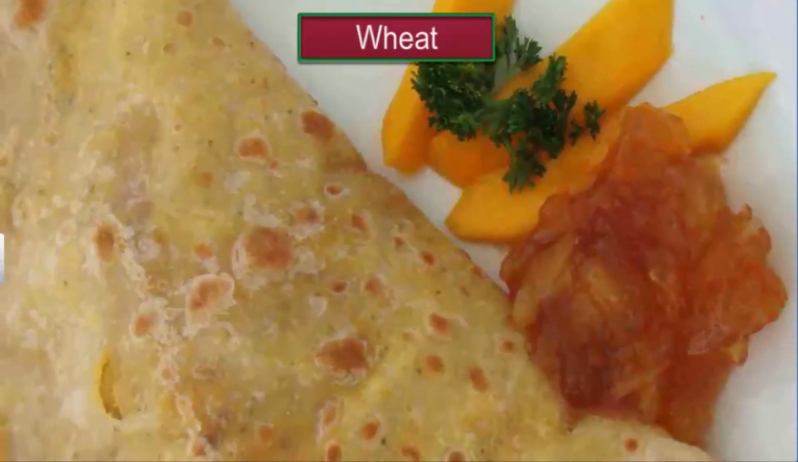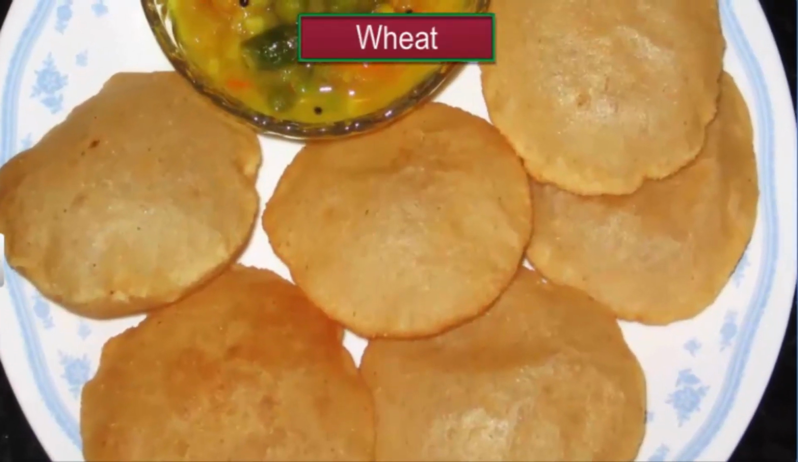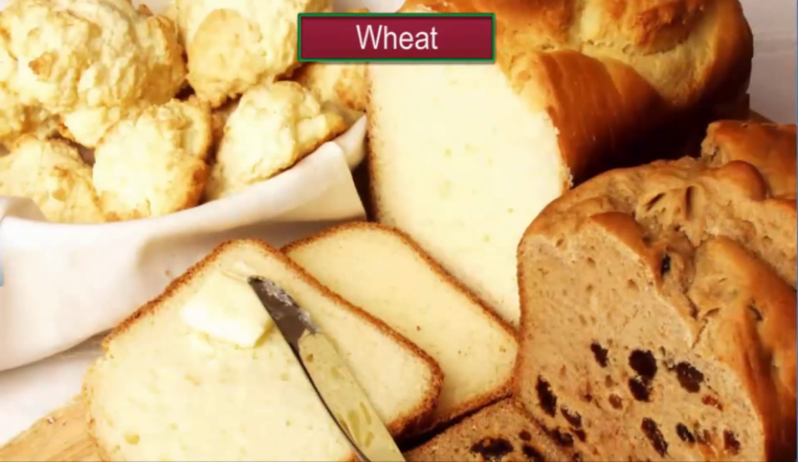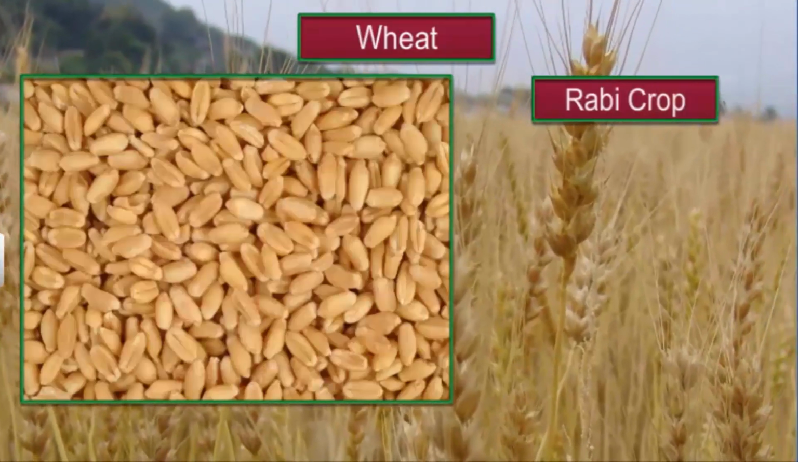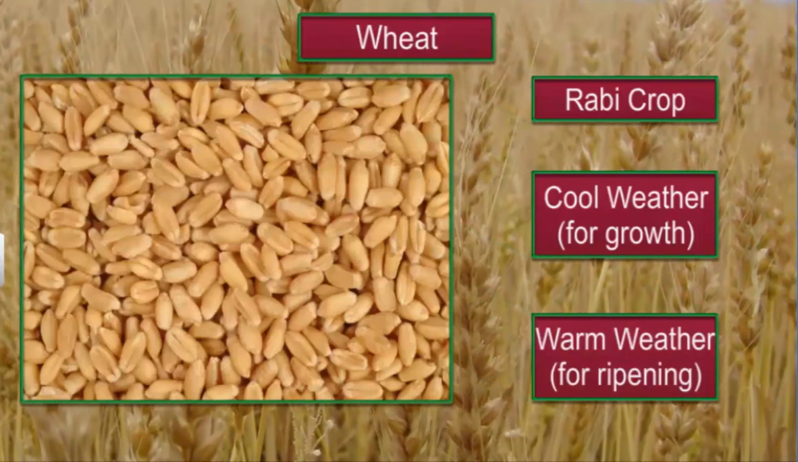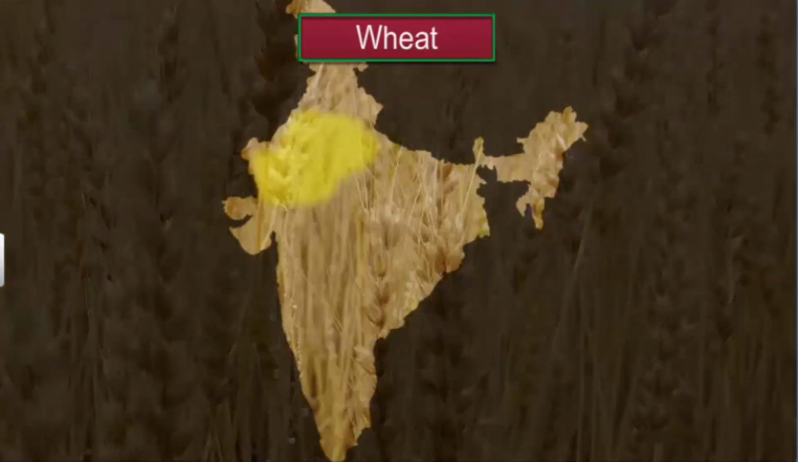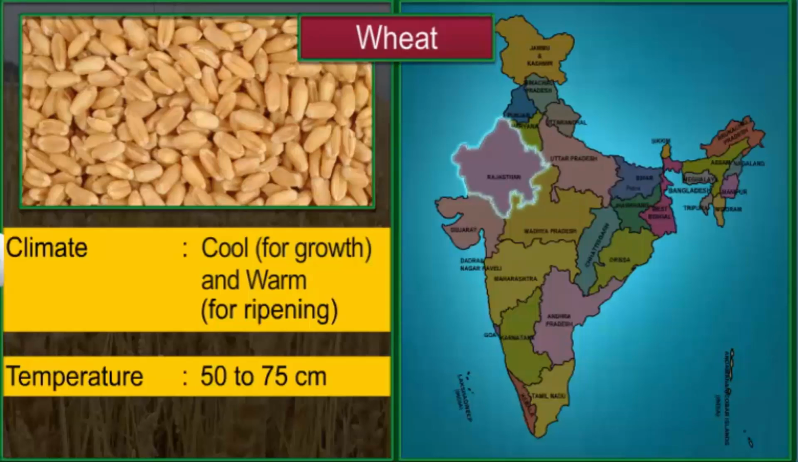The rotis and mouth-watering puris and kachoris of North and Northwestern India, and the delicious biscuits, cakes, and bread that you eat are made from wheat or wheat products. Wheat is a Rabi crop that requires cool weather for growth and warm weather for ripening with 50 to 75 centimeters of rainfall. Wheat is majorly grown in the northwestern plains of India and parts of the Deccan Plateau. The main wheat-producing states are Punjab, Haryana, Uttar Pradesh, Bihar, Rajasthan, and Madhya Pradesh.